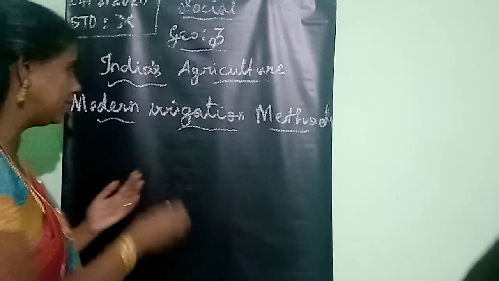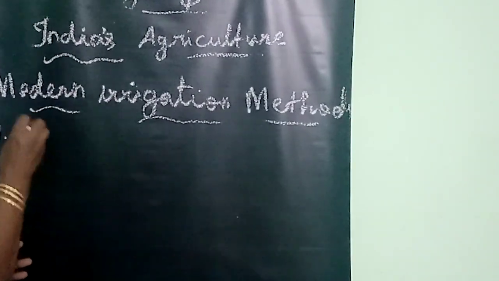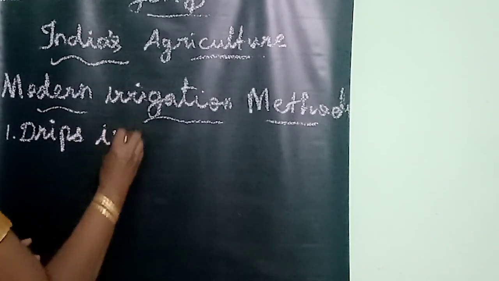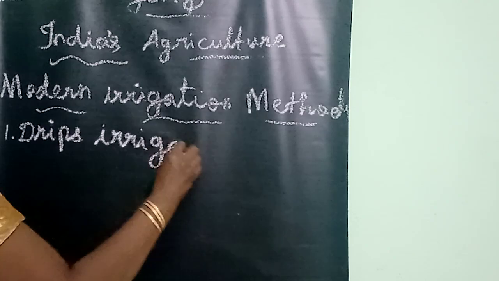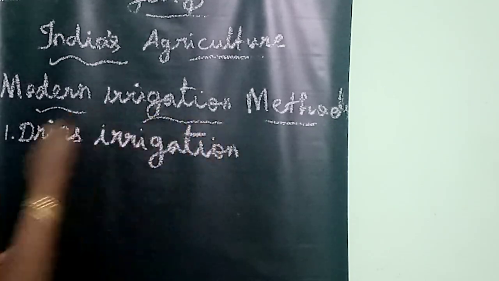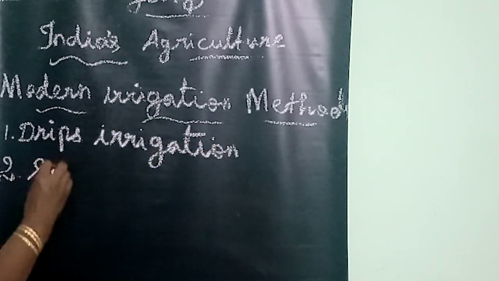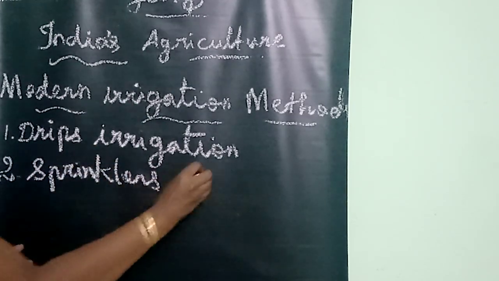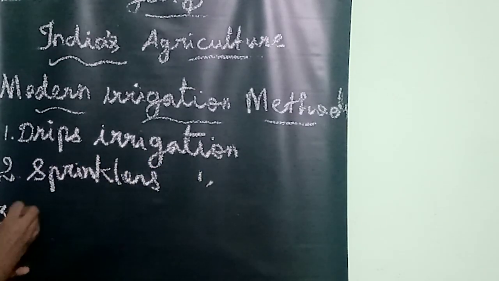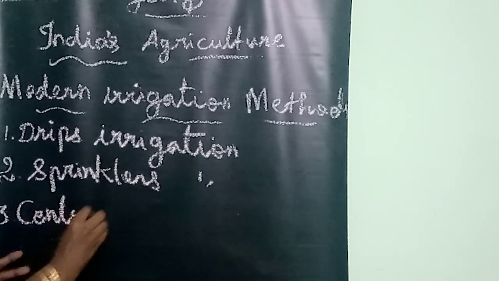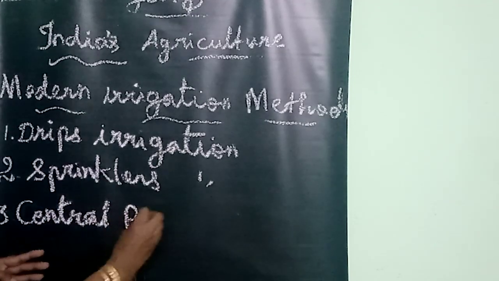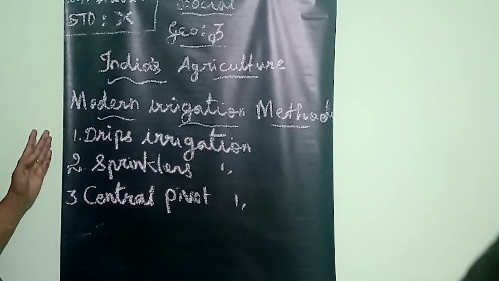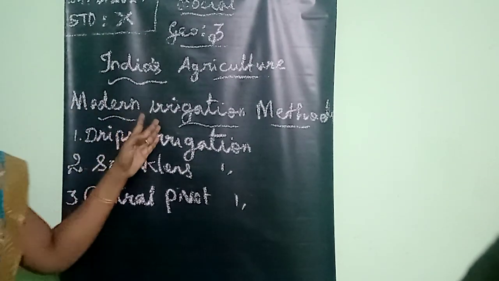The first one is drip irrigation. The second one is sprinkler irrigation. The third one is central pivot irrigation. These are the three modern irrigation methods.